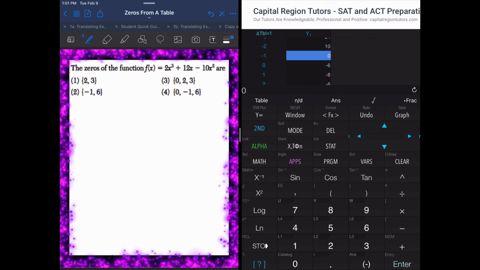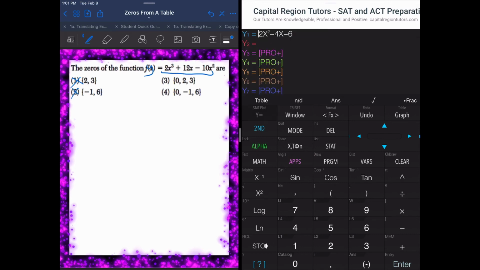Okay, this one looks a little bit different. If I have x to the third power, how many answers do you think I'm gonna have? I'm gonna have 3 answers. So choices 1 and 2 don't really work here. So I am going to go ahead and type this into y equals, and let me show you how to do an exponent of 3.